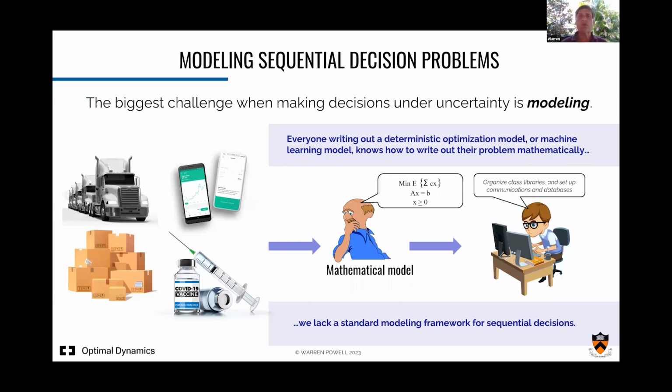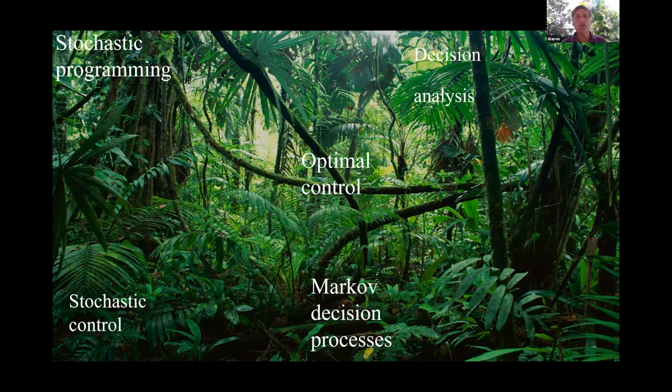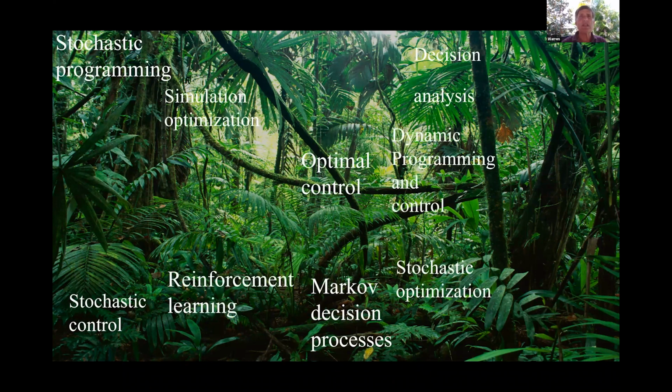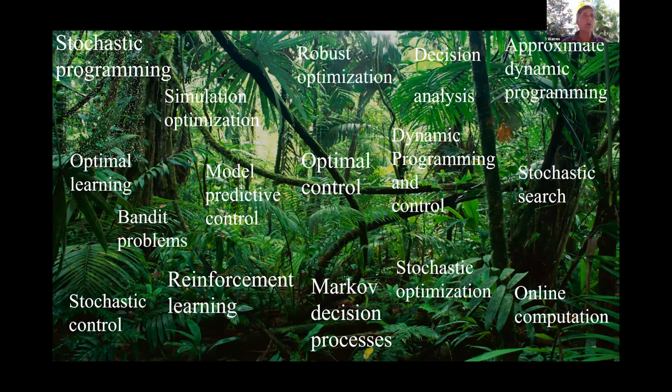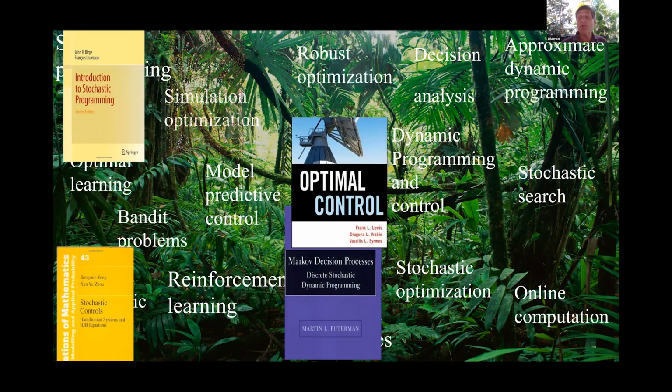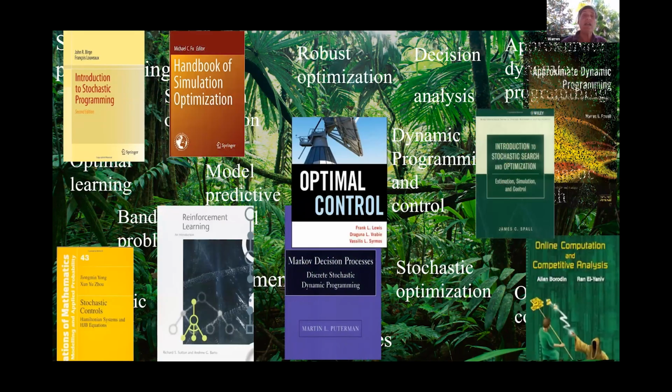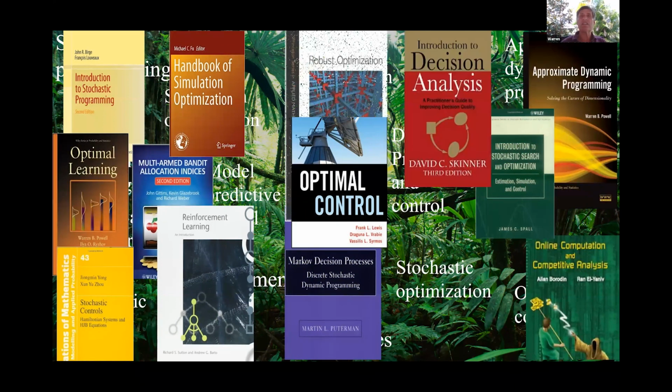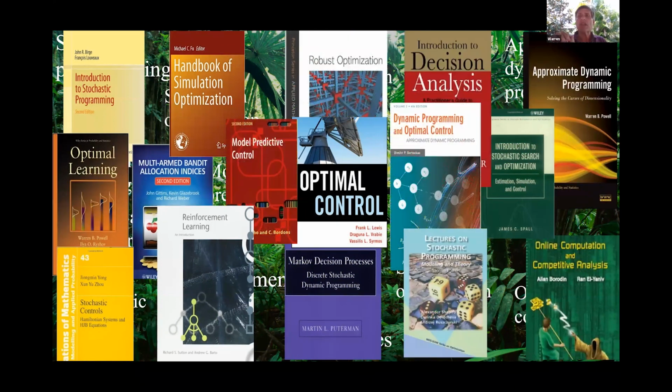When you get into the world of sequential decision problems, you enter what I like to call the jungle of stochastic optimization. And behind every one of these terms is a book, sometimes a whole series of books. There's a whole field called optimal control. Every one of these terms is a different field. You could get a PhD in any one of these books and spend years of your life, sometimes an entire lifetime, just working within the domain of each one of these books.